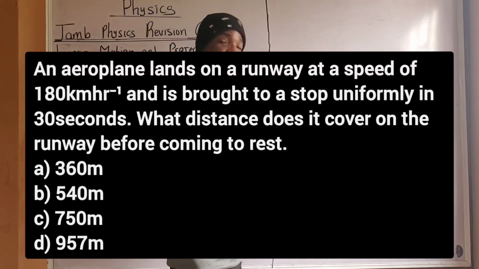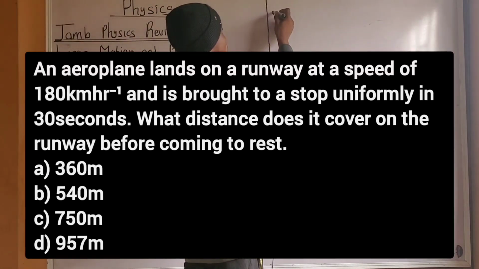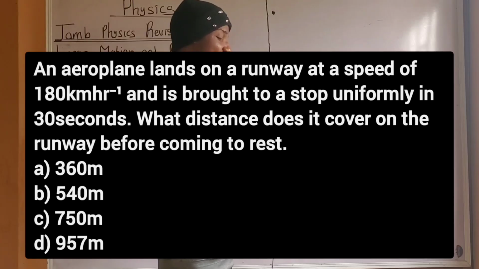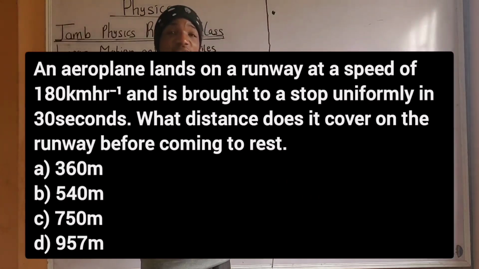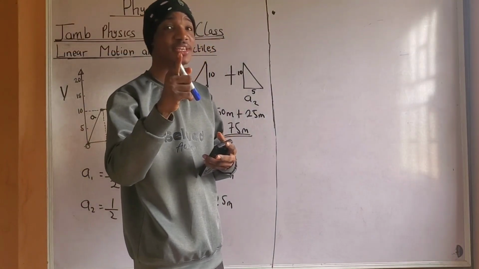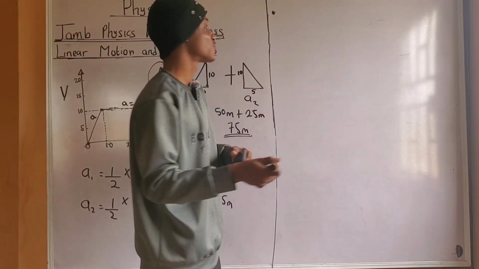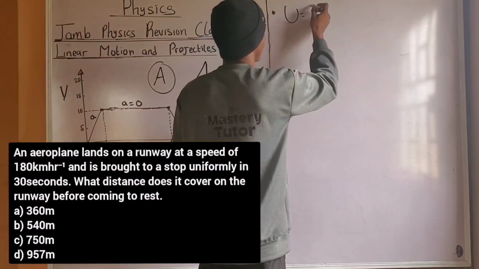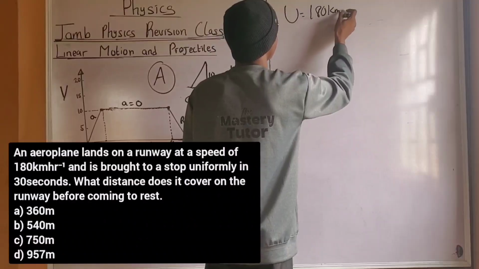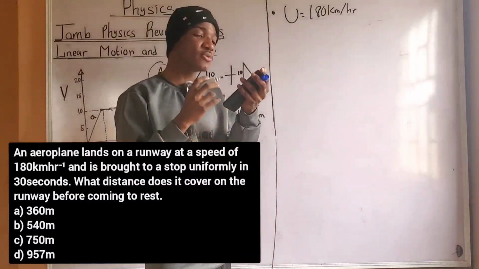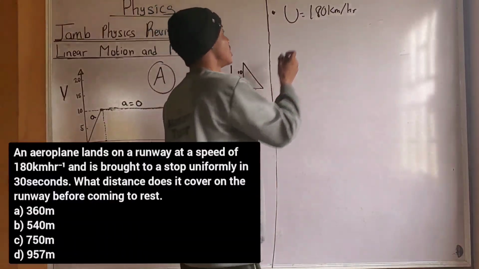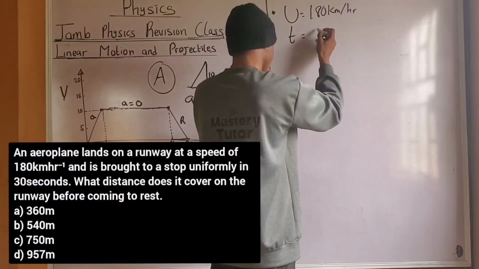Okay, let's start by writing out the information that were given in the question. An aeroplane lands on a runway at a speed of 180 km per hour. That should tell you that the speed at which the aeroplane was moving is 180 km per hour, and that will be the initial velocity. Do you understand? So the initial velocity u equals 180 km per hour. And is brought to stop uniformly in 30 seconds. So the time taken is 30 seconds.